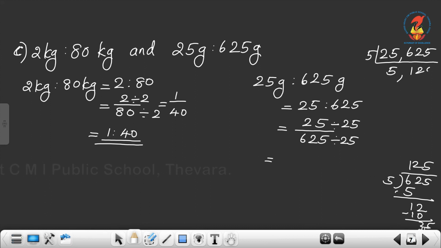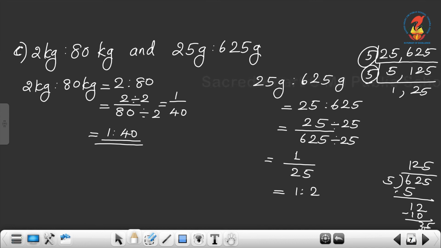So, 125. Then again with 5, 125 divided by 5 is 25. So, the highest common factor is 5 into 5, which is 25. Then 25 divided by 25 is 1, and 625 divided by 25 you will get 25. So, the ratio is 1 is to 25.